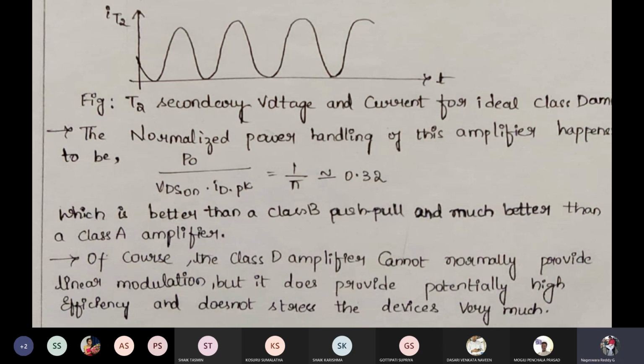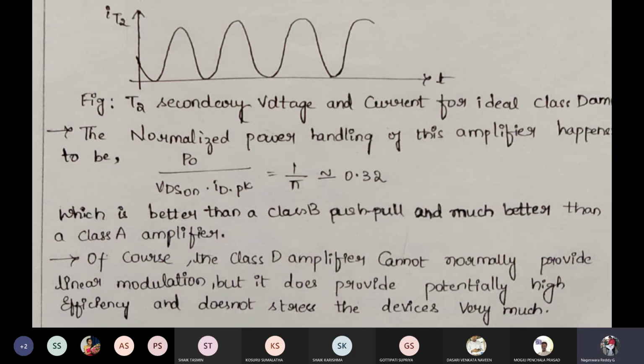The normalized power handling capability of this amplifier is 0.32. So normalized power handling capability is better than the class B push pull amplifier and also better than the class A amplifier. Of course, the class D amplifier cannot normally provide linear modulation. So the drawback of the class D amplifier is that it cannot provide linear modulation.